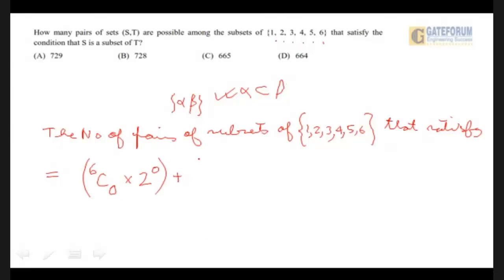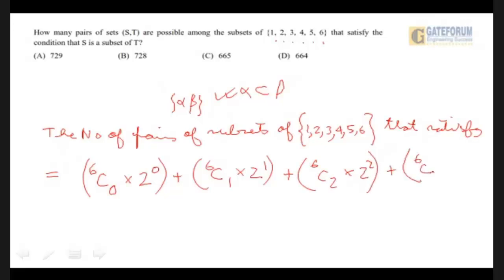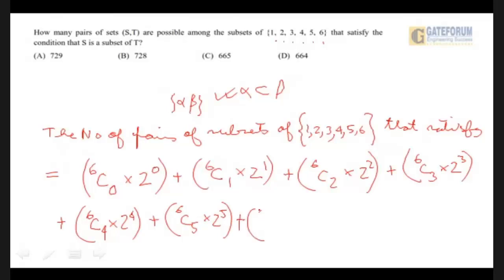You select one element out of this, 6C1. The number of ways you can select is 6C1. And this would be into 2 to the power 1. The element you selected is on the power. Plus 6C2 into 2 to the power 2. Plus 6C3 into 2 to the power 3. Plus 6C4 into 2 to the power 4. Plus 6C5 into 2 to the power 5 plus 6C6 into 2 to the power 6.